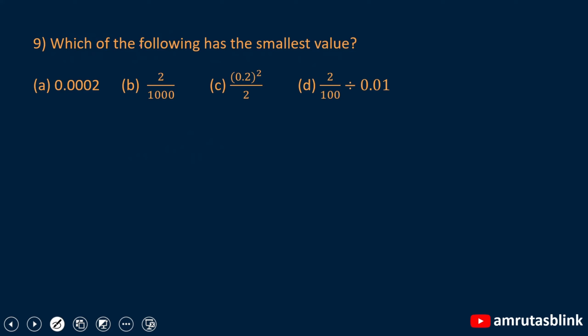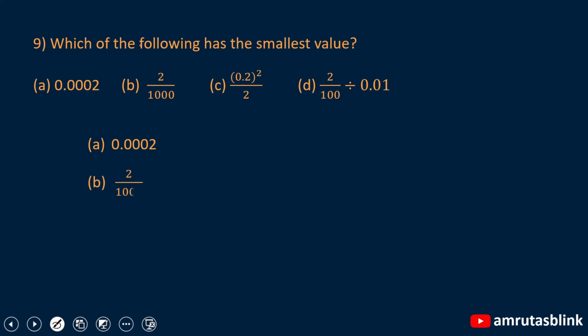We'll move to problem number 9. Which of the following has the smallest value? 0.0002, 2 divided by 1000, 0.2 square divided by 2, and 2 upon 100 divided by 0.01. Here we need to calculate the value of each option and then compare them. Option A is already given in decimal, so we don't need to calculate anything. We'll just rewrite option A as 0.0002. That is 2 parts out of 10,000 parts.